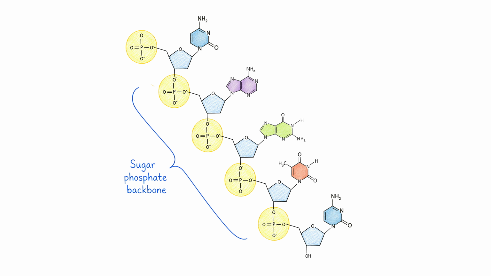And this is the key point. The sequence of nitrogenous bases stores genetic information. The sugar-phosphate backbone is mostly repetitive, but the order of the bases can change. Different base sequences carry different instructions, just like different arrangements of letters can form different words and sentences.